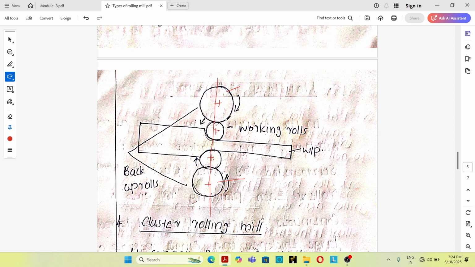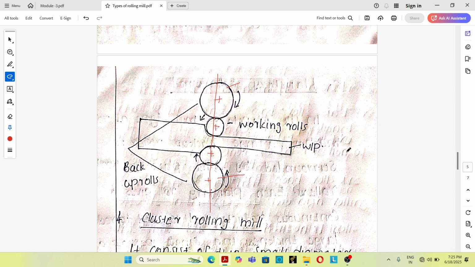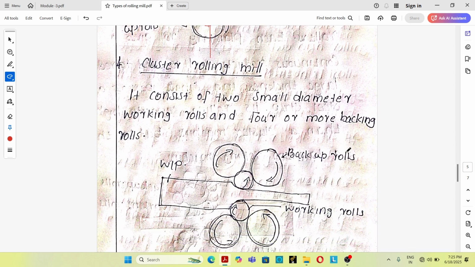So a 4 high rolling mill consists of 4 rollers fixed one above the other in a horizontal direction. The 2 large rollers are known as backup rollers and the 2 small rollers are known as working rollers. Actually, these working rollers will be in contact with the workpiece. And the purpose of the backup rollers is to restrict deflection of the working rollers when material is being rolled. Okay. So the fourth one is the cluster roller.